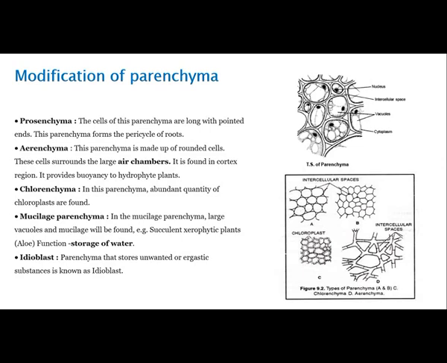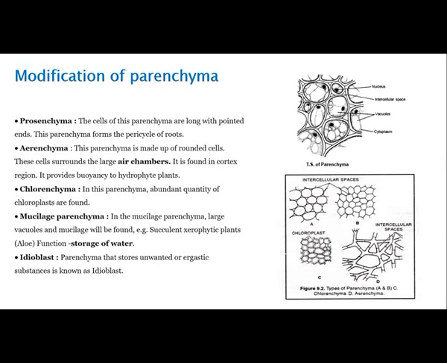Then there is chlorenchyma. The word chloro signifies chloroplast. So the parenchyma with a large amount of chloroplast is called chlorenchyma, and it is found in the mesophyll of leaves and helps in photosynthesis. Now coming to the prosenchyma, the prosenchymatous cells are long and tapered at both ends without any intercellular space, and it helps in mechanical support.